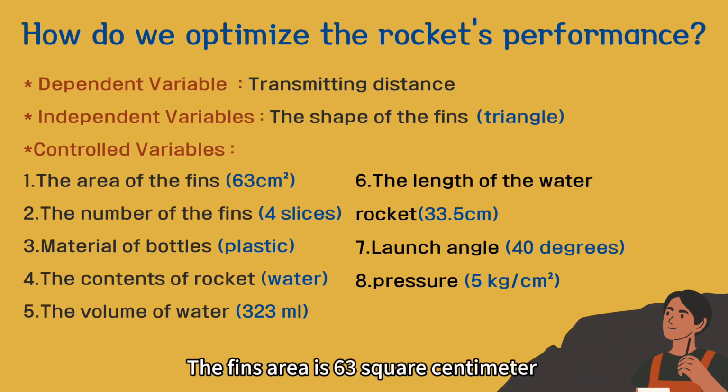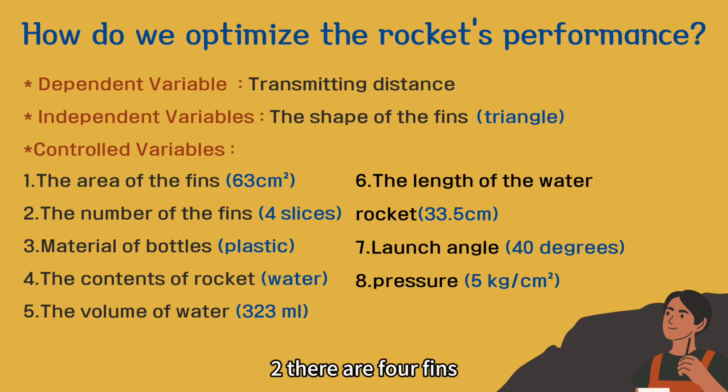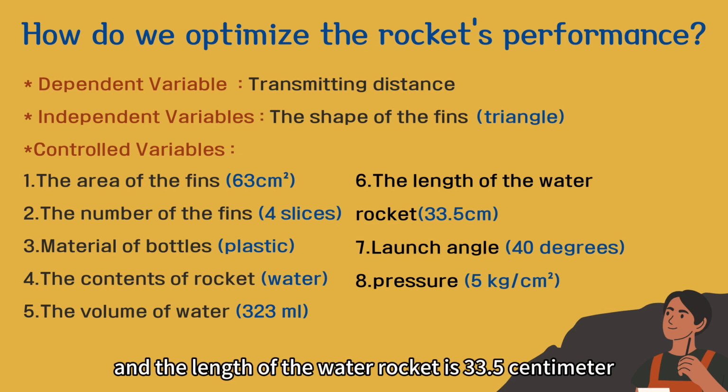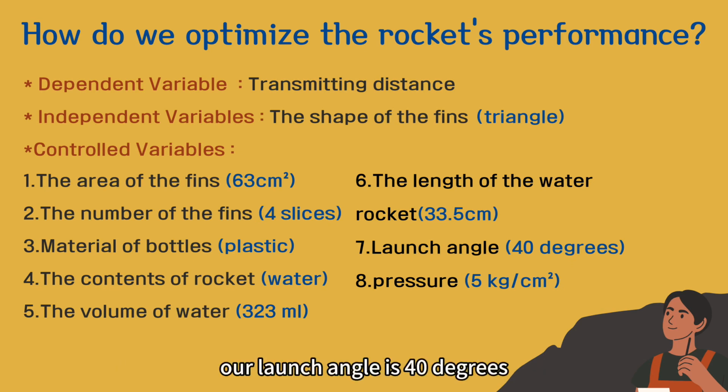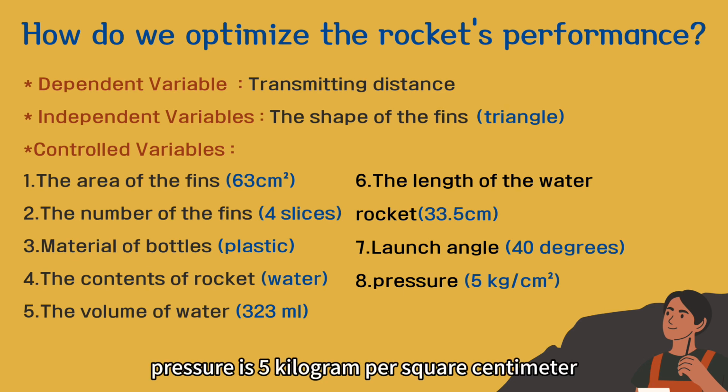1. The fin area is 63 square centimeters. 2. There are 4 fins. 3. The rocket bottle is made of plastic. And the content of the rocket is water. The volume of water is 323 milliliters, and the length of the water rocket is 33.5 centimeters. Our launch angle is 40 degrees. Pressure is 5 kilograms per square centimeter.